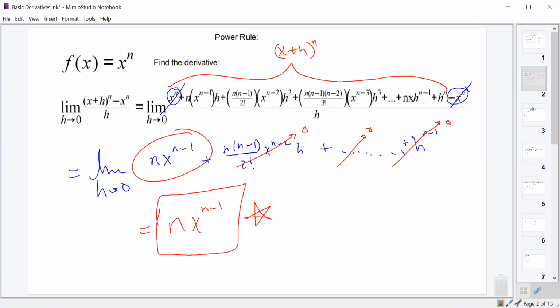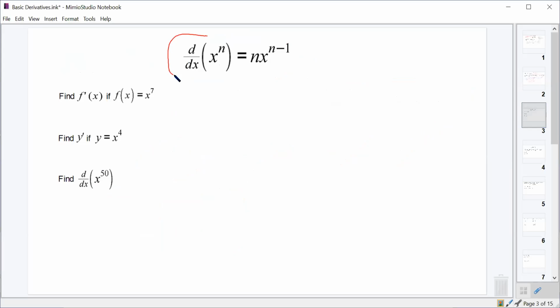No? All right, so this is the rule right here. The derivative with respect to x of x to the n is n x to the n minus 1. So what we want to do is find some more derivatives using this rule. F prime of x, that little apostrophe there, is read as f prime of x. This means the derivative of f of x. There are lots of different ways to notate derivatives, and I'll talk about each one as they pop up. But the derivative of f of x can be written as f prime of x.